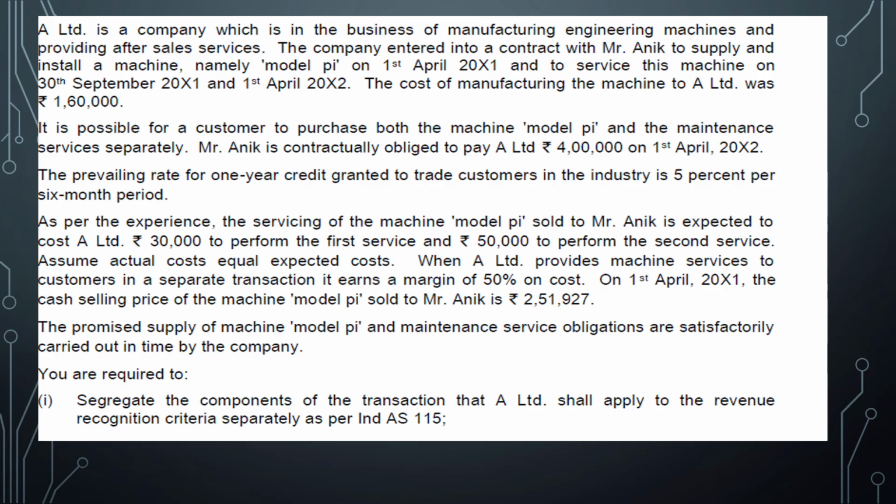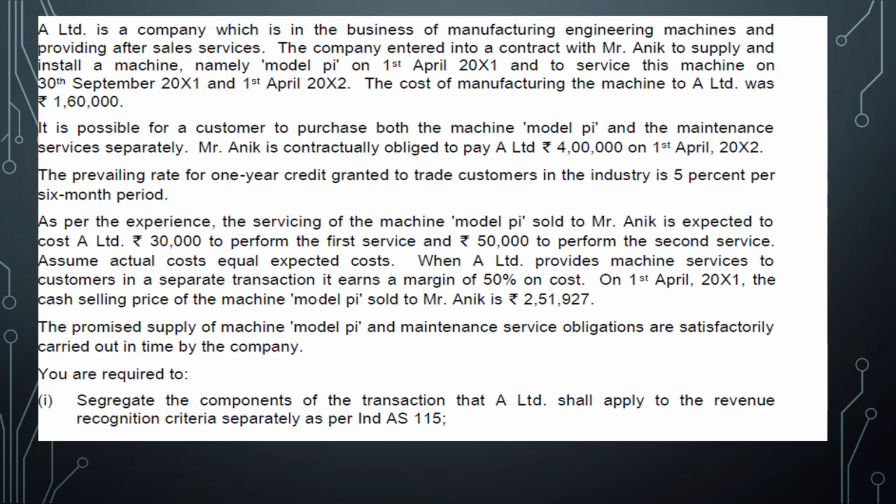A Limited is a company which is in the business of manufacturing engineering machines and providing after-sales services. The company entered into a contract with Mr. Anik to supply and install a machine, namely Model P, on 1st April 2021, and to service this machine on 30th September 2021 and 1st April 2022. The cost of machine manufacturing to A was 1,60,000. It is possible for the customer to purchase both the machine Model P and the maintenance services separately. Mr. Anik is contractually obliged to pay A Limited rupees 4 lakhs on 1st April 2022. The prevailing rate for credit for trade customers in the industry is 5% per 6-month period.